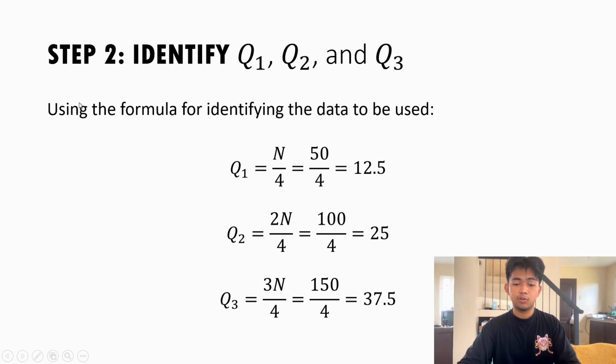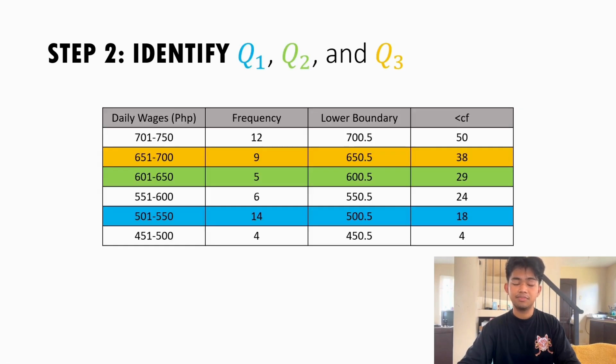Since Q1 is equal to 12.5, it cannot be located here in the cumulative frequency of 4, because the lower limit and upper limit of the cumulative frequency of 4 is 1 to 4. So 12.5 does not exist there. But in the cumulative frequency of 18, the lower limit and upper limit here will be 5 to 18. So 12.5 is somewhere in between. So we'll be using this one. So Q1 is now highlighted by the blue color.